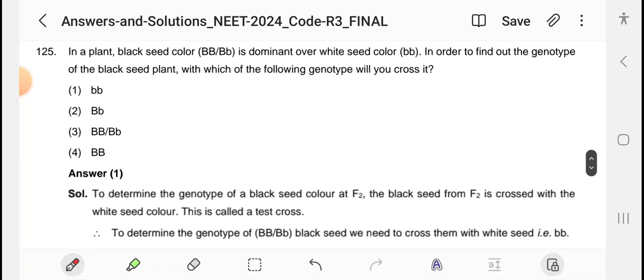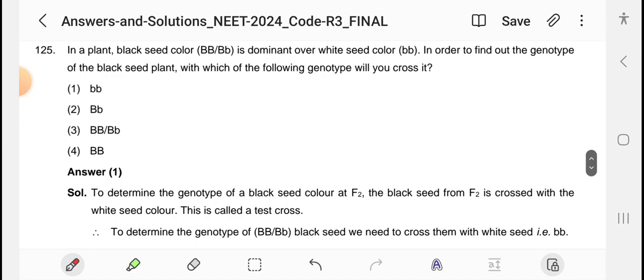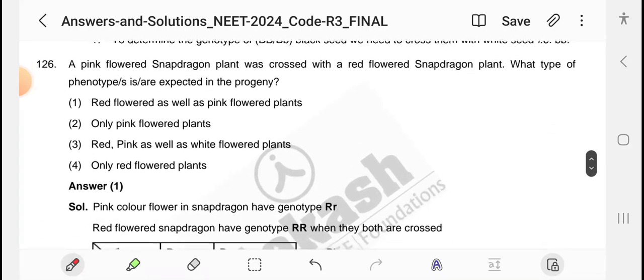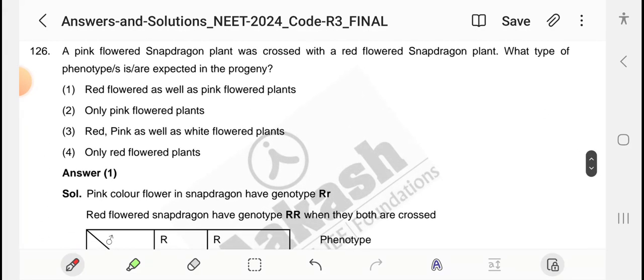Then your next question, in a plant, black seed color is dominant over white seed color. In order to find out the genotype of the black seed plant, with which of the following genotypes will you cross it? So the correct option for this question would be option number 1. Your next question, a pink flowered snapdragon plant was crossed with a red flowered snapdragon plant. What type of phenotype is or are expected in the progeny? So the correct option would be option number 1, red flowered as well as pink flowered plants.